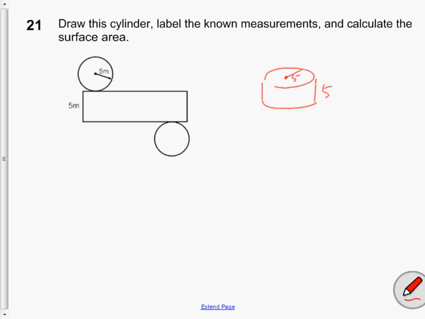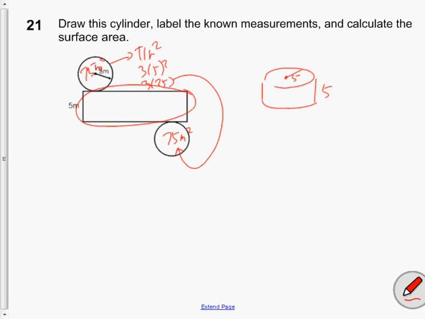So if pi is 3, then this is going to be pi r squared, which is going to be 3 times 5 squared, which is going to be 3 times 25, which is going to make this circle 75 meters squared. That's going to make this circle 75 meters squared.